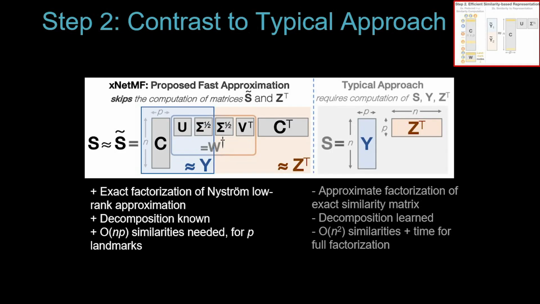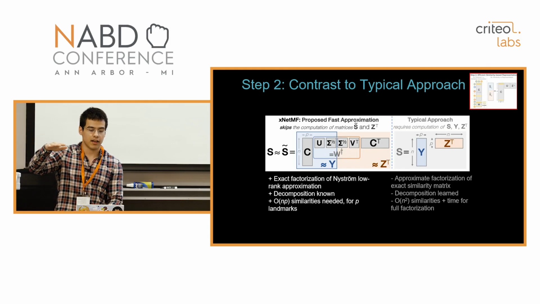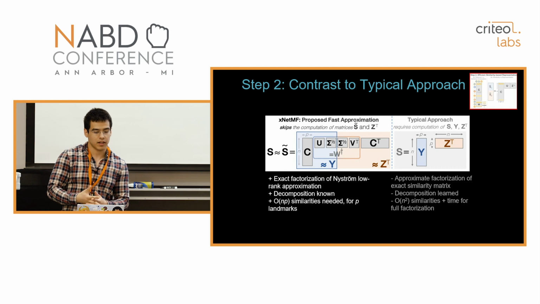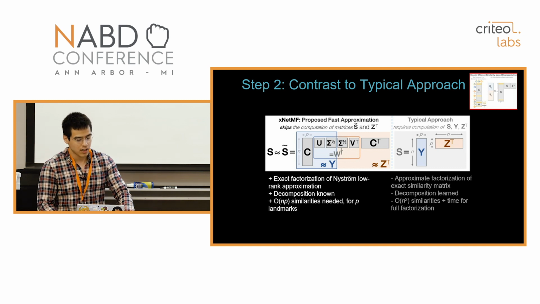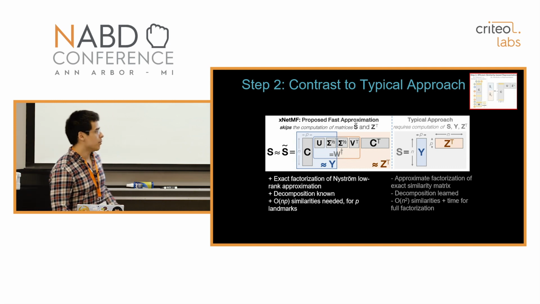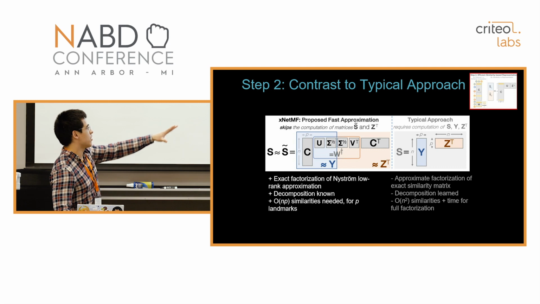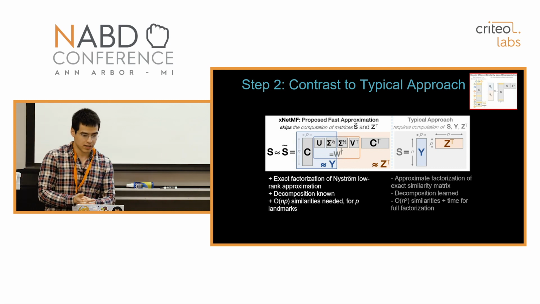So just as an overview of what we're doing, the typical approach on the right would compute the entire matrix S and then factorize it, which means it compares every single node in the graphs to every single other node. If n is thousands or tens of thousands, well, that's not so bad actually. It's very easy to do quadratic, but with millions, it's getting a little dicey to compare all pairs of things. And then it would factorize that matrix using whatever your favorite matrix factorization algorithm is.